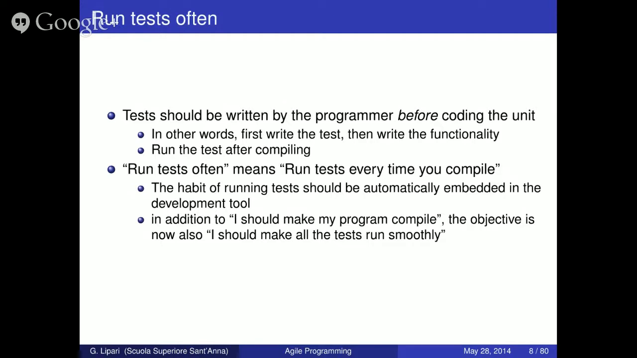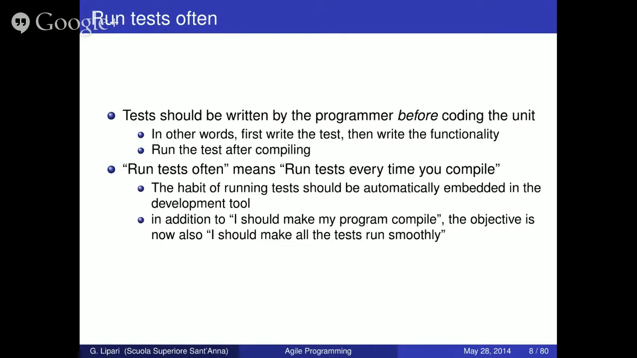Tests should be written by the programmer before coding the unit. This is sometimes called test-driven development. So when you need to write a new class or a new unit or a new function, the idea is that you start by writing the test, and of course at the beginning the test is not working. And the test basically gives you also a way of using that class. So suppose you are writing a class, and the class has like 3 functions in its interface, and you have not implemented these functions yet. You just have the interface of the class.